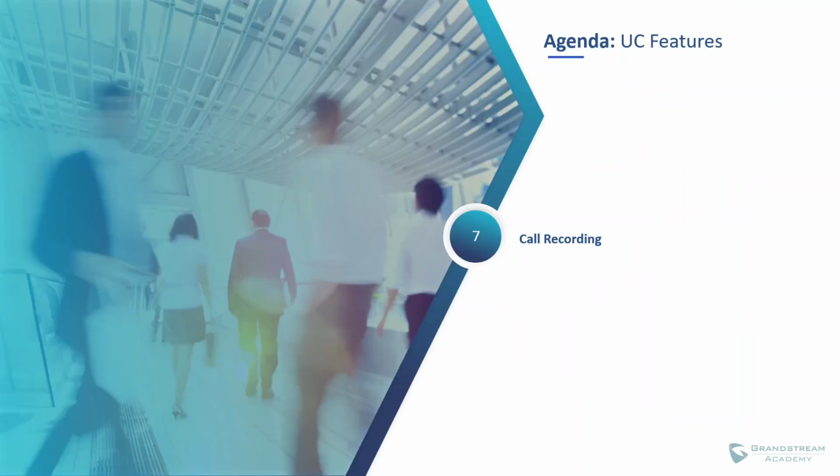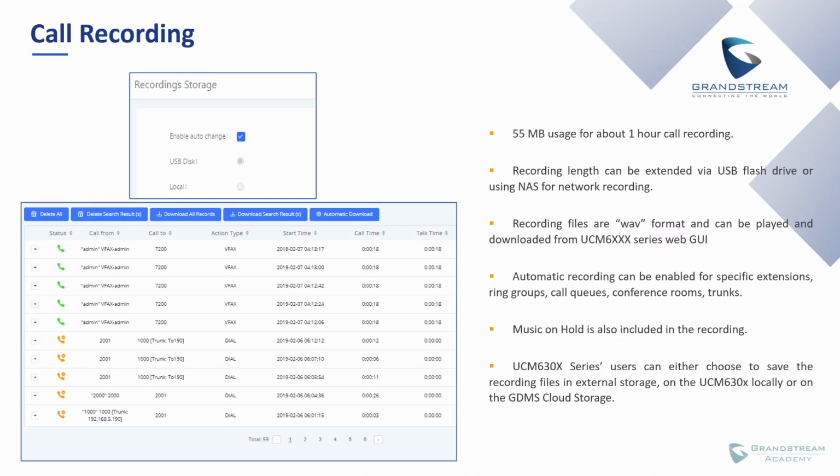Now we're going to talk about call recording. The UCM allows users to record audio during the call with a memory usage of 55 megabytes for about 1 hour of call recording. If auto record is turned on for an extension or trunk, the call will be automatically recorded when there is an established call with the extension or trunk, or simply you can start the recording manually.